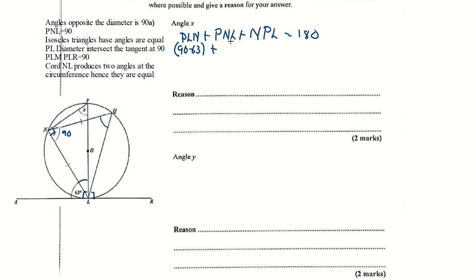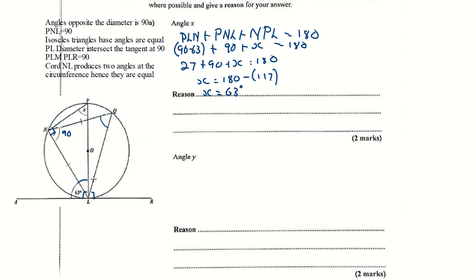Right? PLN, PNL, that's this one, is 90 degrees, plus X is equal to 180. 90 minus 63 is 27. So 27 plus 90 plus X is equal to 180. So X would be 180 minus 117, which is 63. So X would be equal to 63 degrees.